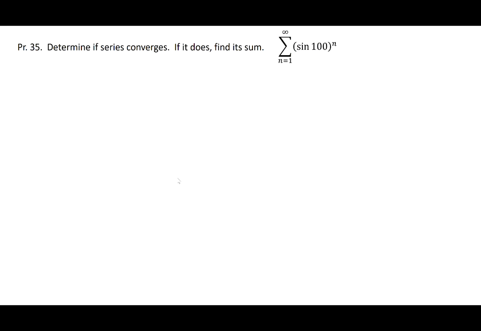What about this guy? Sine of 100, the quantity raised to n. What's the first term? Sine of 100. Second term, sine of 100, the quantity squared. Third term, sine of 100, the quantity cubed. Ooh, okay. What kind of a series is it? Do you agree it's a geometric series? Yep. What's the first term A? Sine of 100. What is R? Sine of 100.